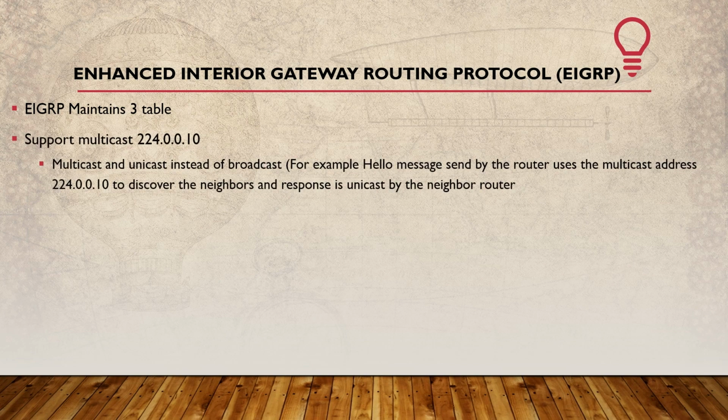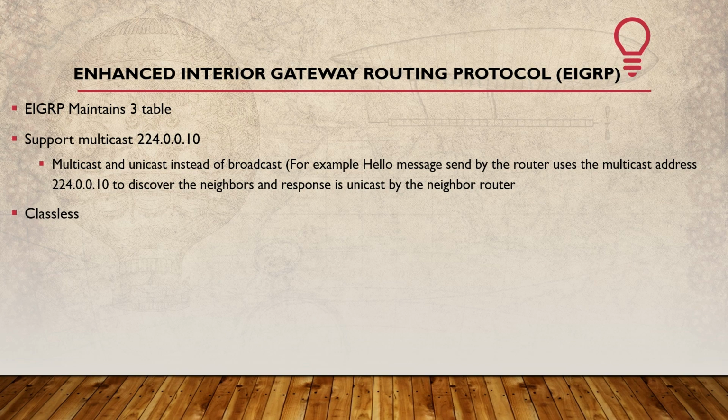It supports the multicast IP address 224.0.0.10. Instead of broadcast, it uses multicast and unicast. For sending the hello packet, it uses multicast. For getting a reply, it uses unicast. While establishing a neighbor between adjacent routers, it will send a hello packet using the multicast address 224.0.0.10. It will get the reply from the neighbor by using unicast.